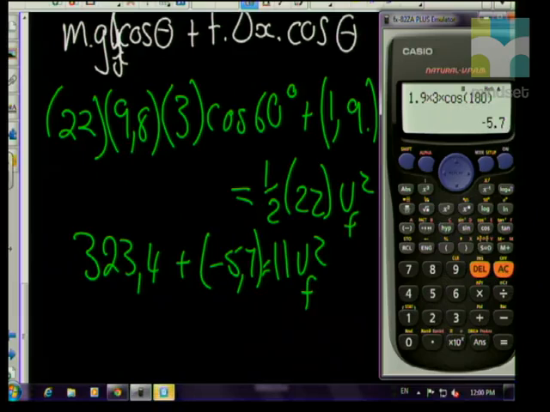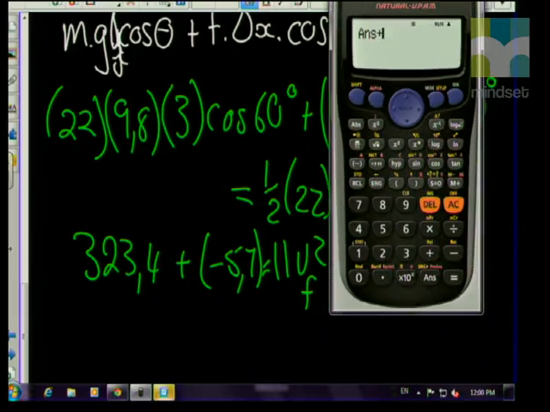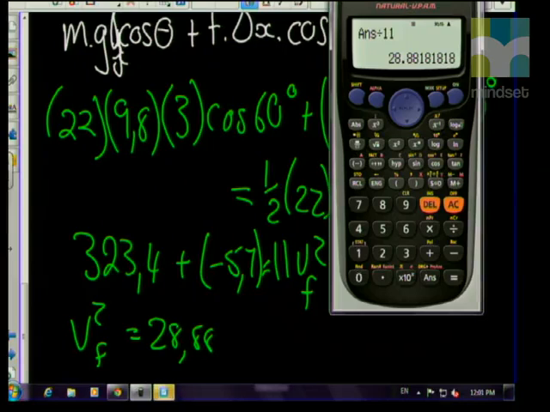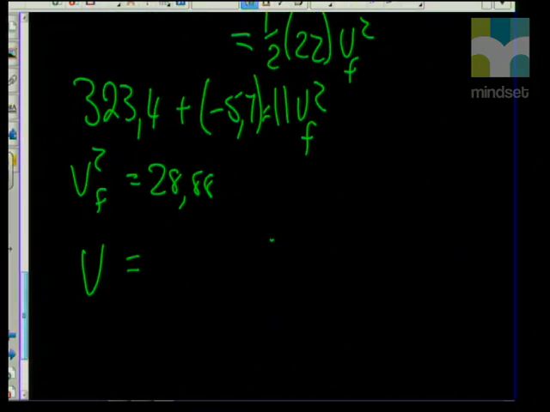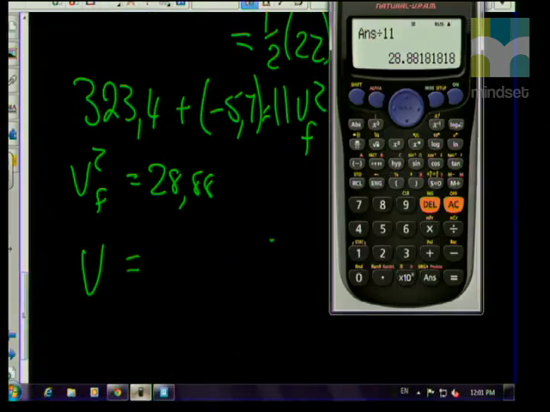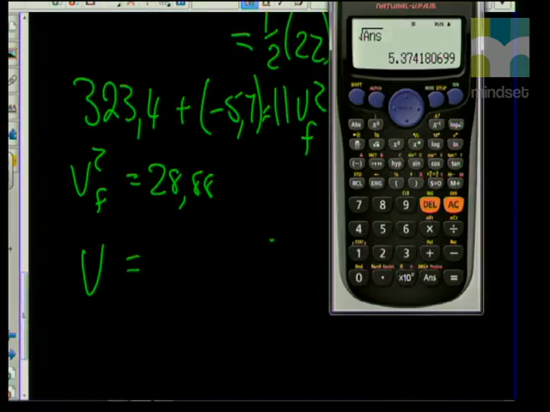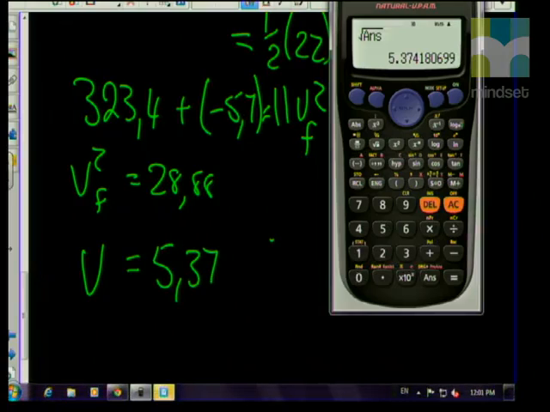So where do we go? Let's add it all together and simplify it, and we get that answer plus 323,4 equals, and then let's divide that whole thing by 11, and that will give me this answer of 20. So V final squared is 28,88. But that's V final squared. I don't want the square. I want just the V. So what am I going to do? Yes, I'm going to square root. So I'm going to take the square root, put in my answer, and I get an answer of 5,37 meters per second.